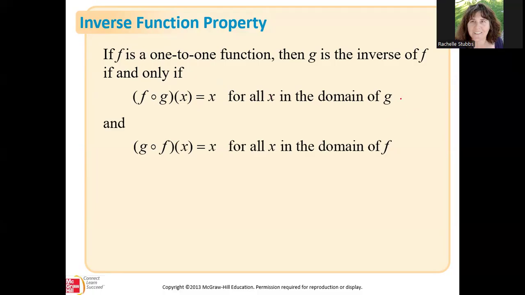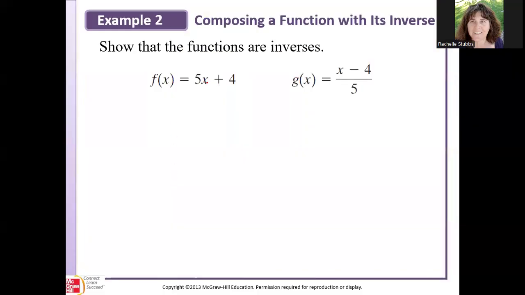And we're going to look at this. This is our way for proving that two functions are inverses of each other: if I can substitute one into the other and get x as the answer, and do it backwards the other way and get x as the answer, then we know they're inverses. So here I have the function f, 5x plus 4, and this function g, x minus 4 over 5. To show that they're inverses, I have to show that f composite g equals x and g composite f equals x.